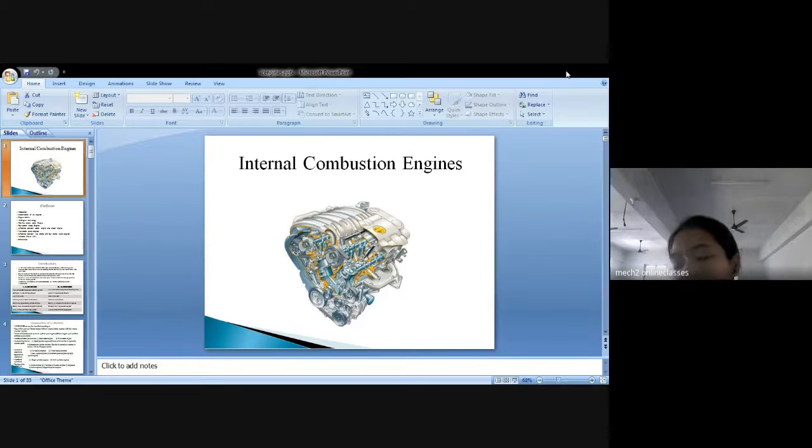Here in thermal engineering 1, we call it an engine, a heat engine. Why we call it a heat engine is that it converts chemical energy to mechanical energy. So heat is converting here into work.